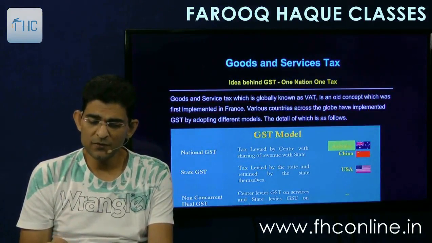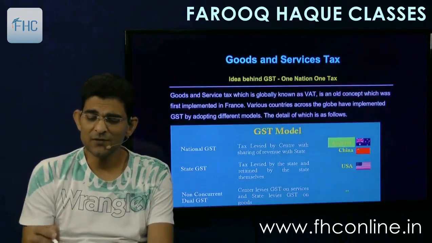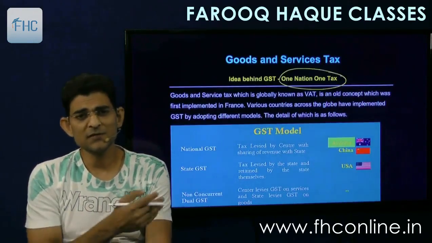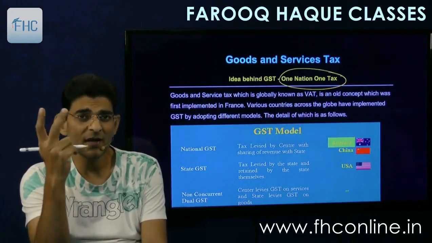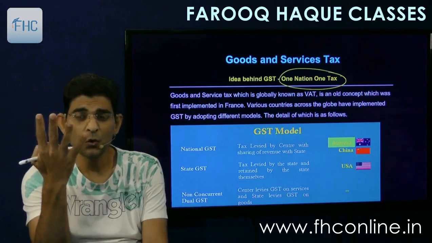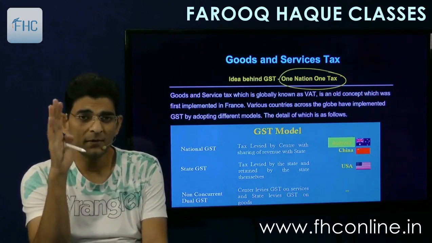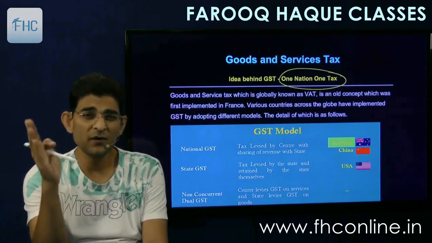Then moving ahead, goods and service tax. Idea behind GST, one nation, one tax. Now it is called one nation, one tax, but as you have seen just now, there are how many taxes? There is central tax, there is state tax, there is union territory tax, and there is IGST, the integrated tax. So all of them are GST only. It's one tax, GST, but divided into 4 different acts.